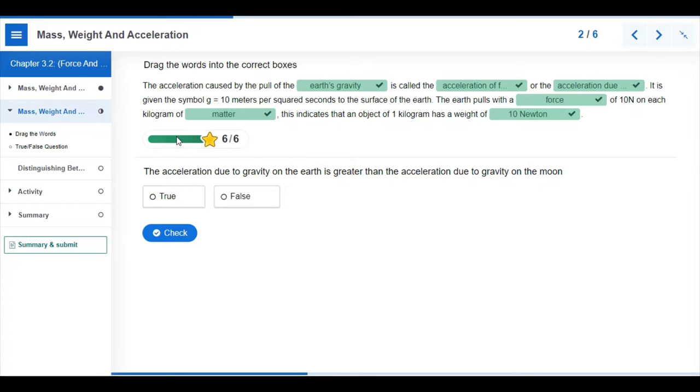The acceleration due to gravity on the Earth is greater than the acceleration due to gravity on the moon. Can that be true? But wait, why? The acceleration due to gravity on the Earth is 6 times stronger or more than that on the moon. So it can be true. So check. Correct. Now let's move on.